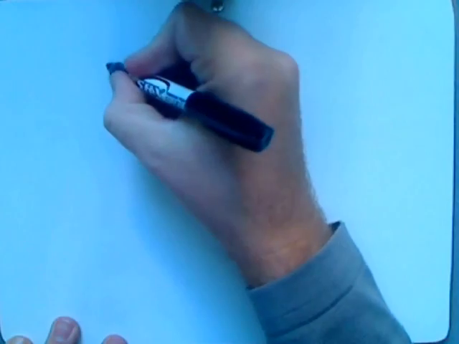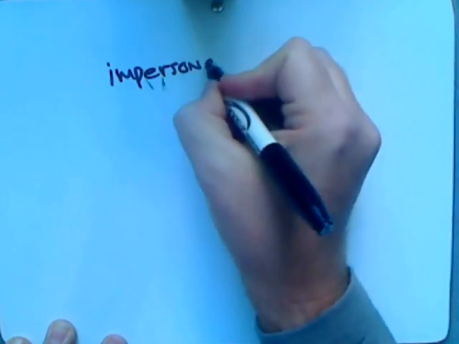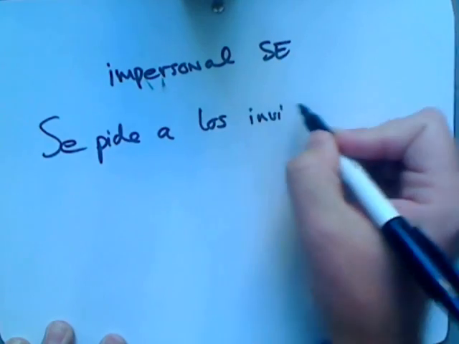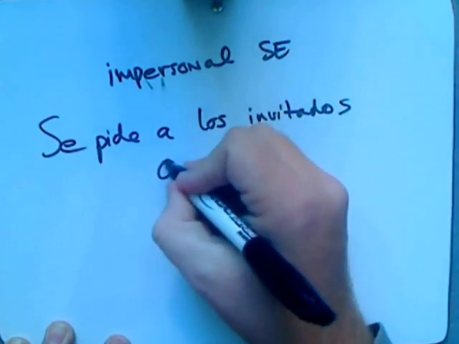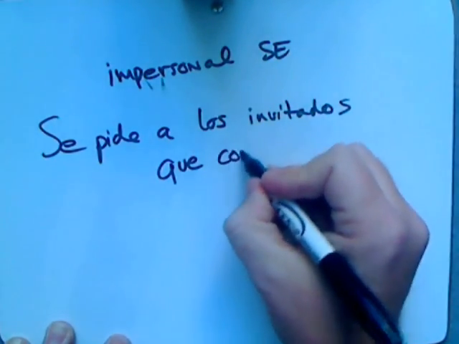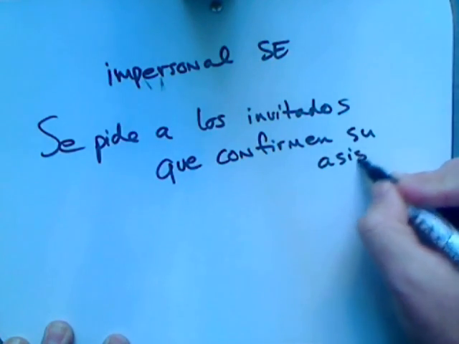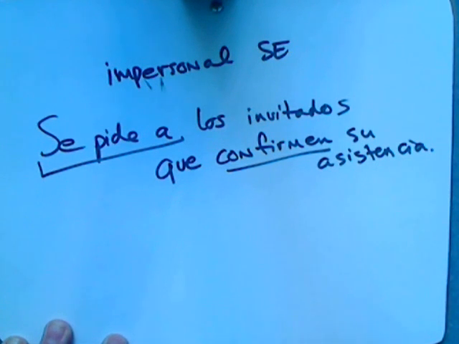And finally, in terms of impersonal expressions, we could talk about the impersonal se kinds of constructions. Things like se pide a los invitados, okay, se pide a los invitados que, remember we have to have the que, se pide a los invitados que, and then our verb in the que confirmen su asistencia, right, that they RSVP. Que confirmen. Se pide a is an impersonal expression. There's nobody actually doing it. Se pide a los invitados, or we're not stressing who's doing it.